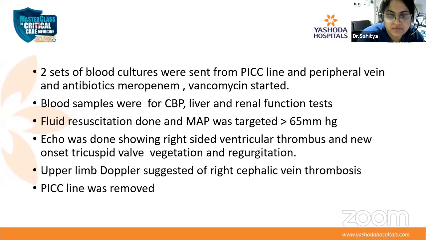The upper limb Doppler was done because of the severe pain he was complaining of on the right side. It was suggestive of right-sided cephalic vein thrombosis. The PICC line was subsequently removed.